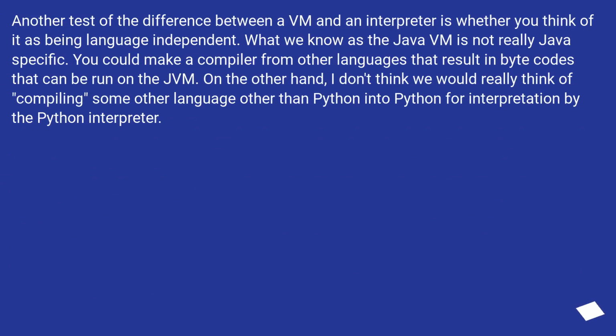Another test of the difference between a VM and an interpreter is whether you think of it as being language independent. What we know as the Java VM is not really Java specific. You could make a compiler from other languages that result in bytecodes that can be run on the JVM. On the other hand, I don't think we would really think of compiling some other language other than Python into Python for interpretation by the Python interpreter.